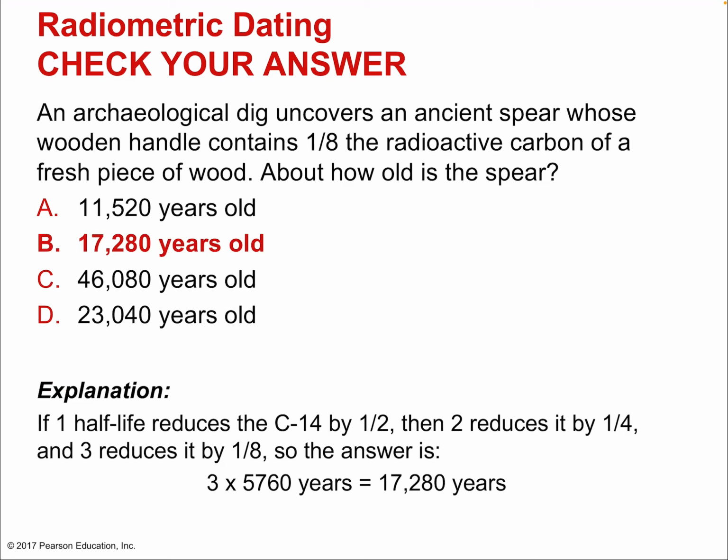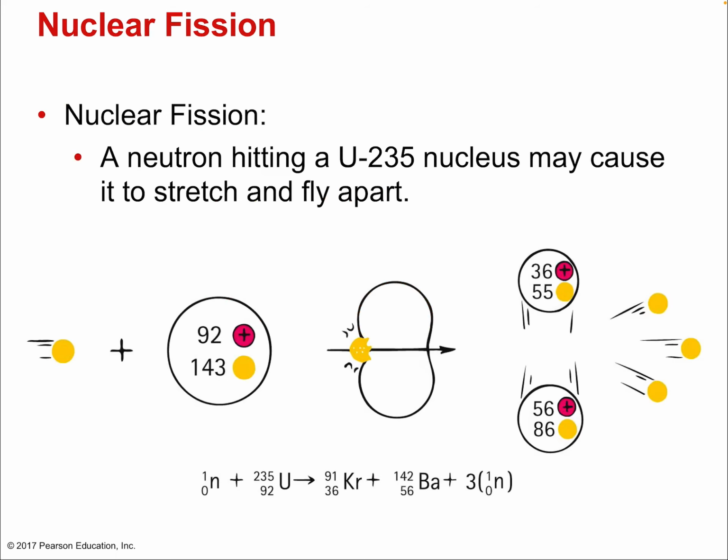Indeed, that's it. You multiply 5,760 times 3, and there you go. You get 17,280. Excellent. Great way to date things. Okay? All right. So, talked a lot about radioactive decay, big nuclei naturally tearing themselves apart.